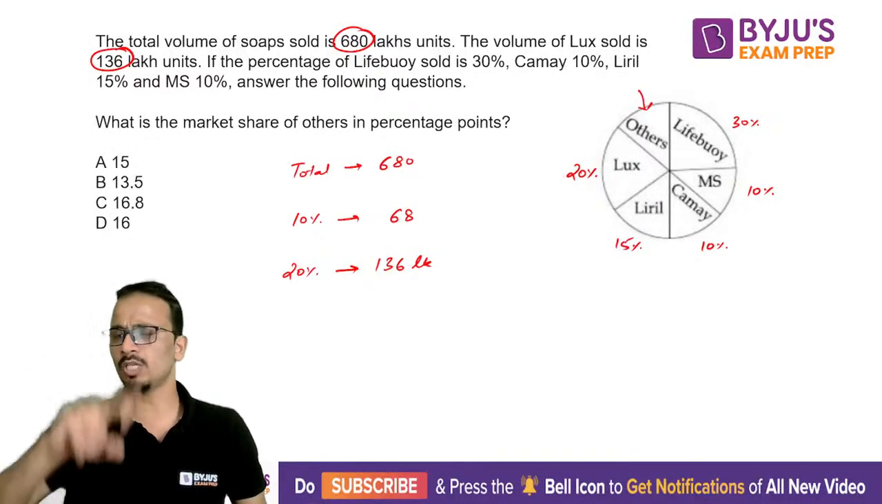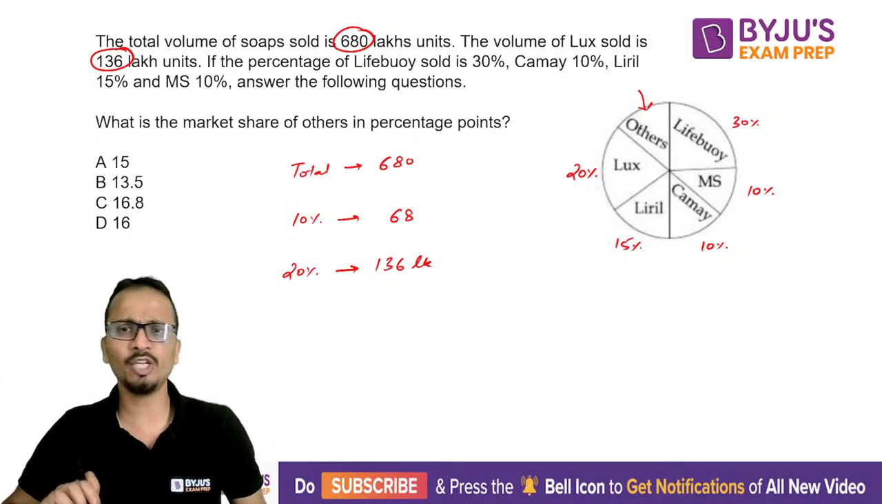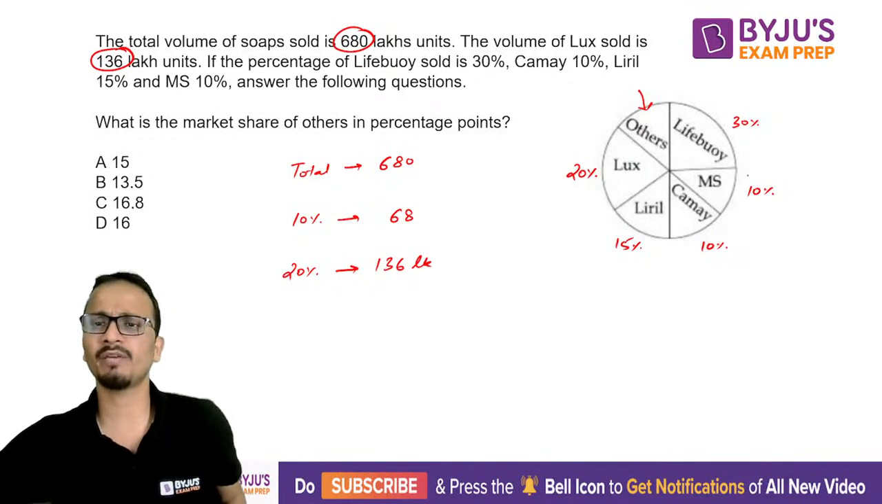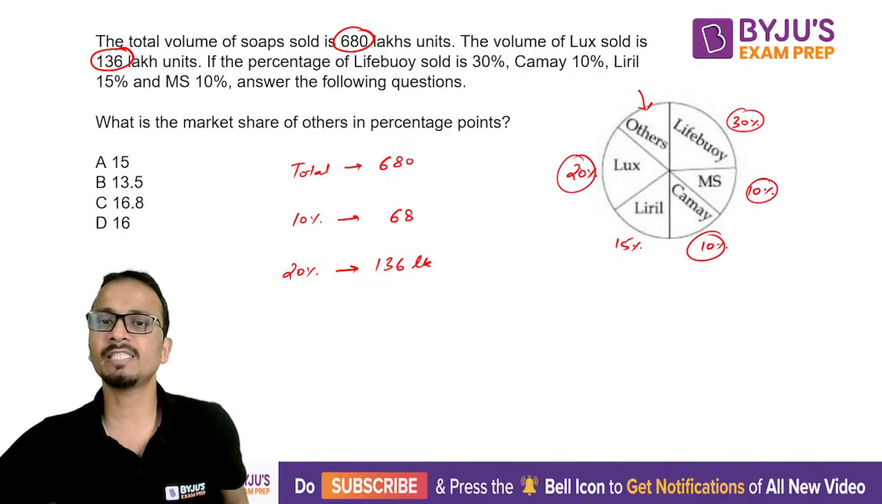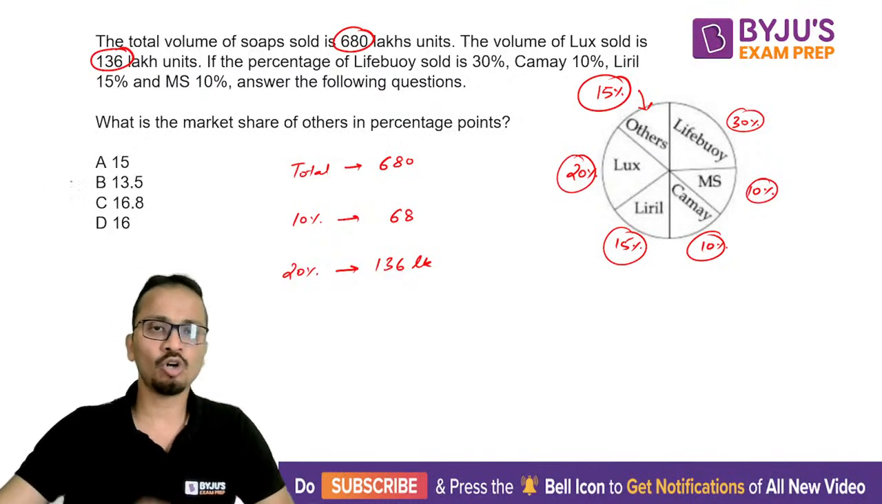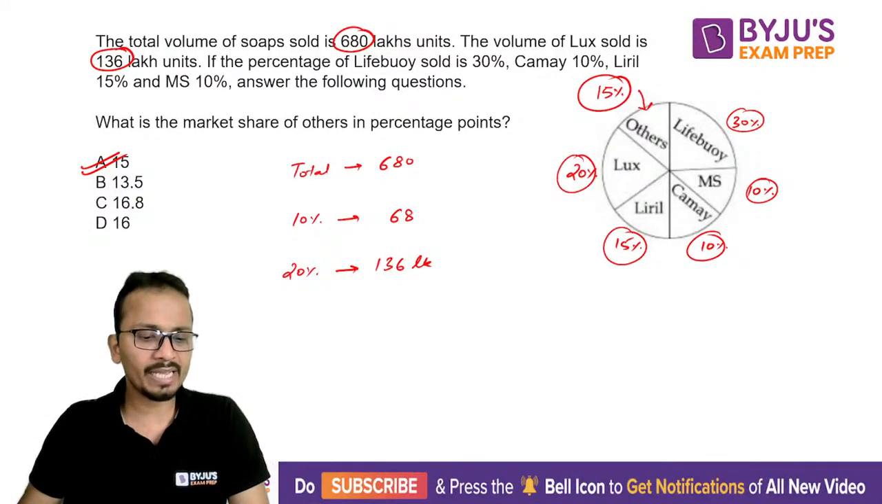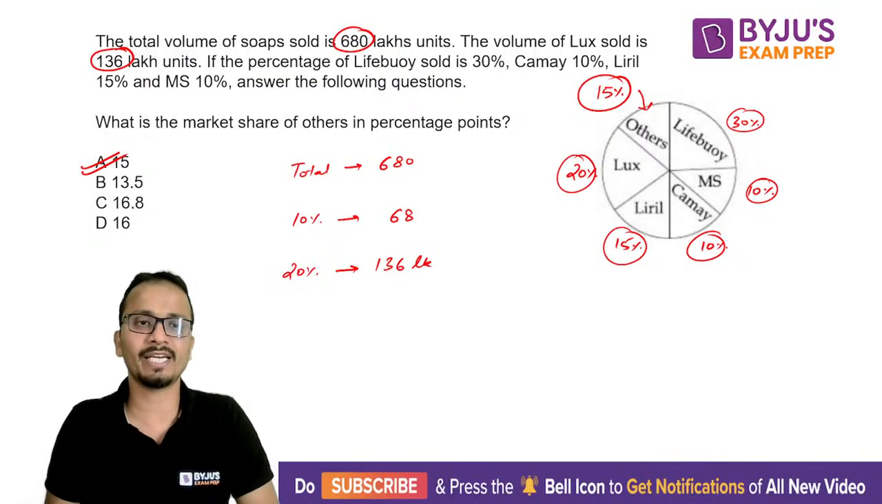Now total pie chart should be of 100%. We have the five values. We need to find out the percentage breakup for others. So 30 and 10, 40, 50, 60, 70, 85. So 85 is for these five. Out of 100, 85 is already covered. So others will be 15% of the total. So market share of others in percentage points will be 15, and that will be the correct answer. And yes, all of you have given a wonderfully correct answer.